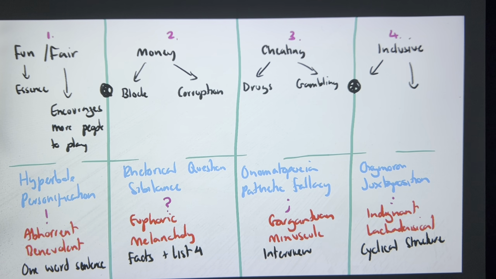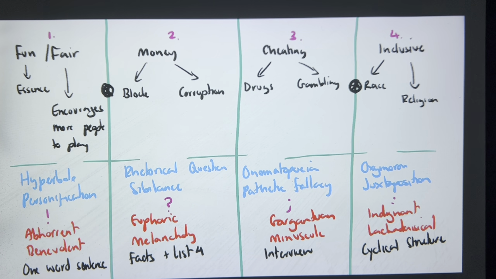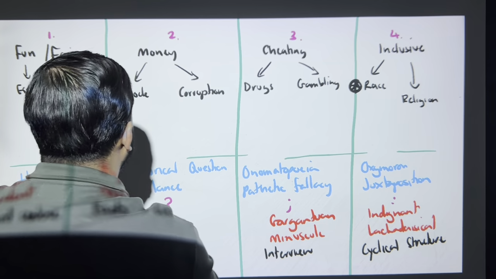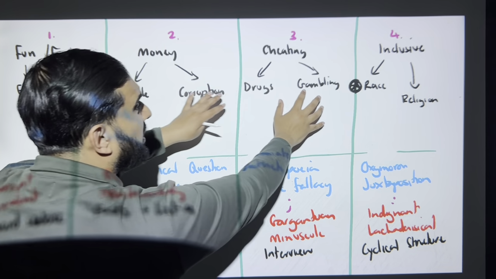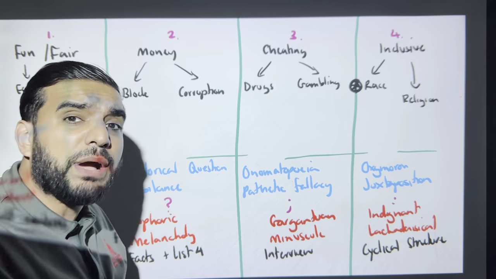Next one, guys, sports should be all inclusive. I'm going to talk about race and I'm going to talk about religion. How football teams, regardless of whether it's a national team, should still be inclusive of everyone that's a part of that country. Those are my four arguments. Those are my four main points. These are my two subpoints that I'm going to be talking about in my paragraph.